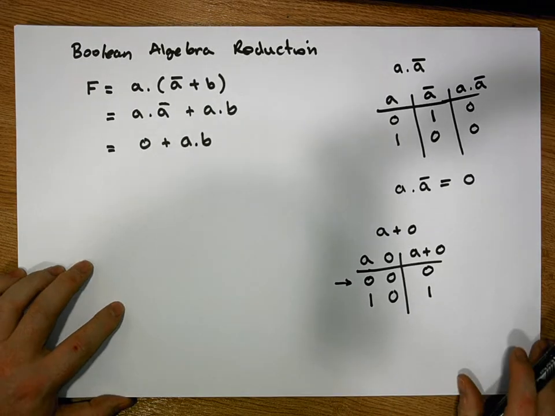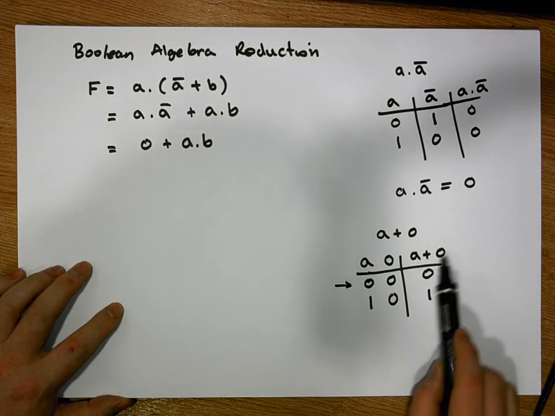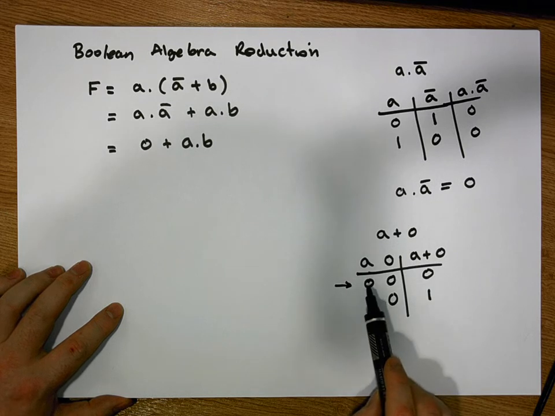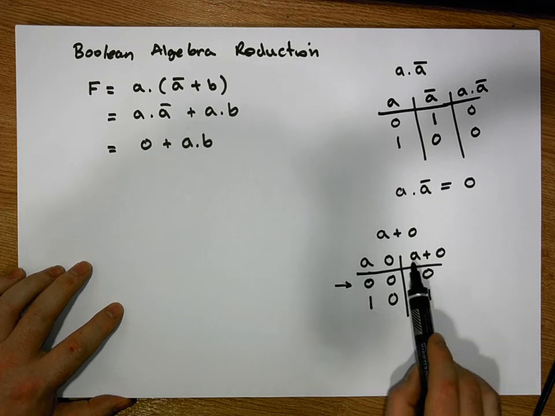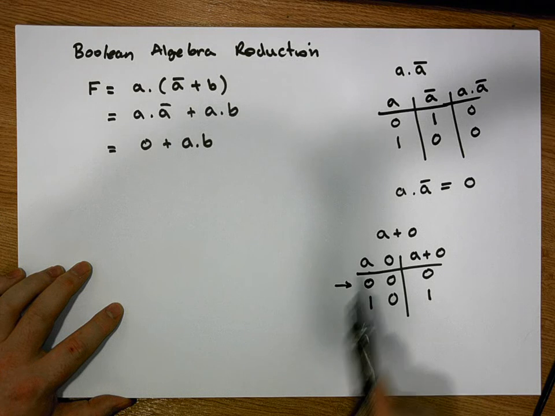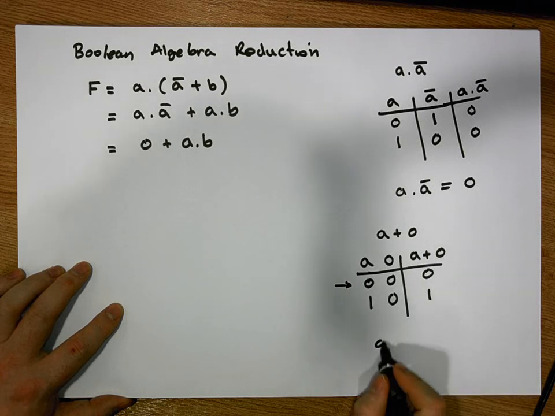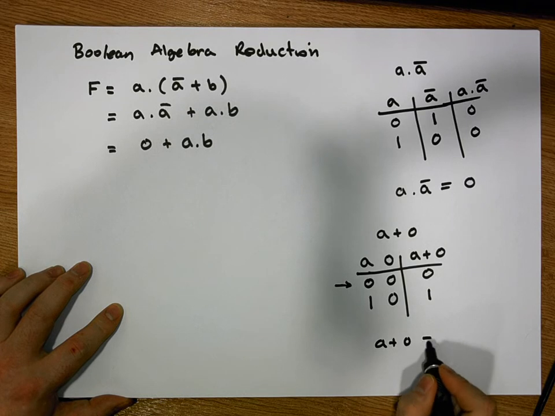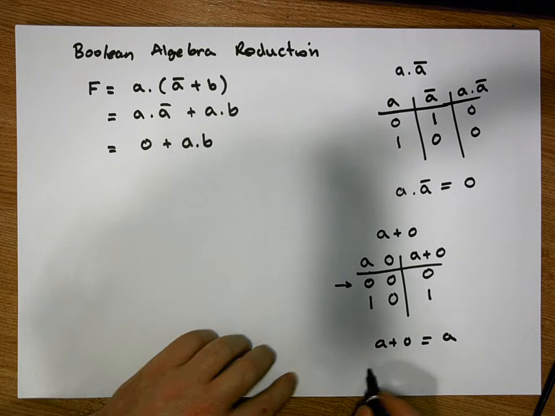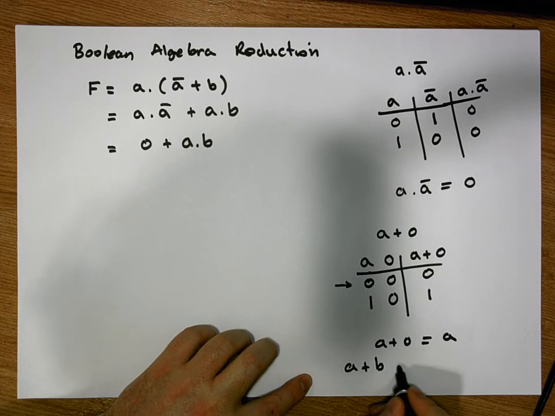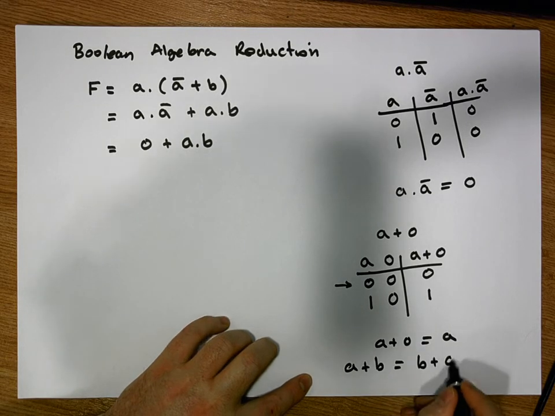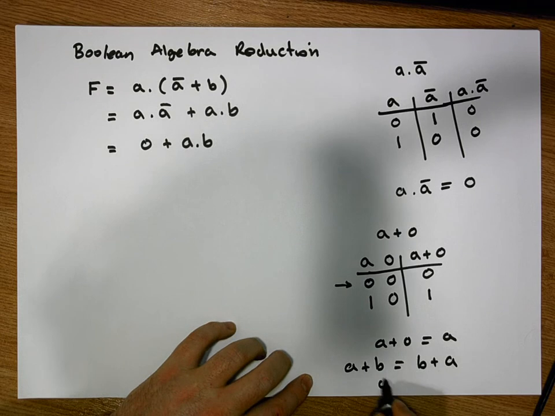Hopefully what we can see here is that the output of a ORed with 0 is dependent on what the a value is. A ORed with 0 is 0 when a is 0, and a ORed with 0 is 1 when a is 1. So effectively, a ORed with 0 is equivalent to a. And don't forget, we have the commutative law that says that a ORed with b is the same as b ORed with a. So 0 ORed with a is the same as a ORed with 0.